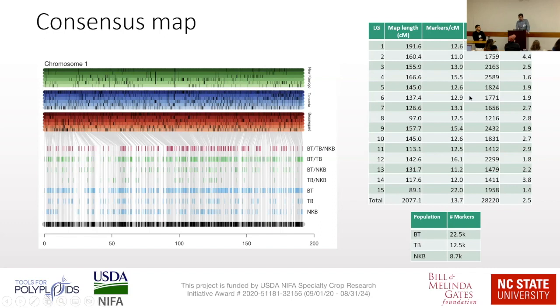These are some statistics about this map. We have more than 28,000 markers. This is the total length of the map, and the maximum gap for each one of the chromosomes. So it seems that the map is okay. And just to compare, in our isolated populations, we had 22K, 12K, and 8.7K markers. And when you combine, you can put all those markers together.